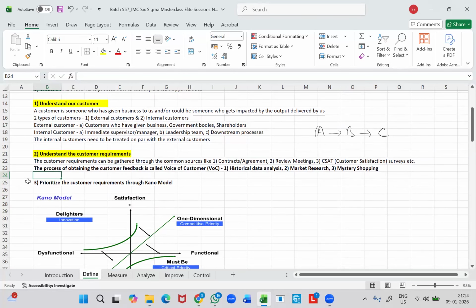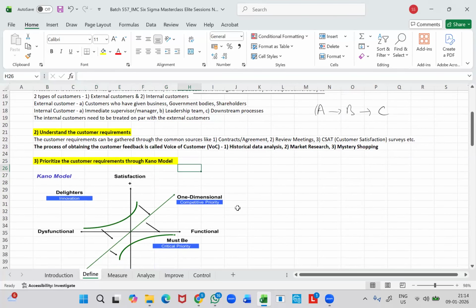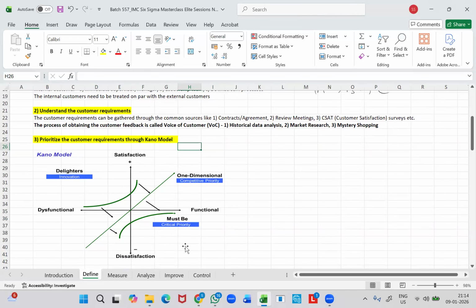And once we have gathered the customer requirements, as I told you, we need to look at prioritizing these customer requirements through a model called the Kano model. The Kano model is a very simple graphical representation, as we can see on the screen. First we will look at what the various contents in this Kano model are. Then we'll also look at a very simple exercise on how to perform this Kano model exercise and come up with the various categories of the customer needs.